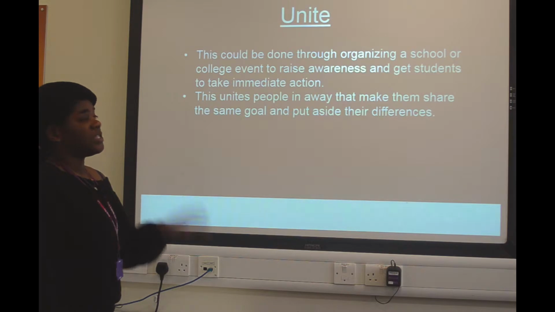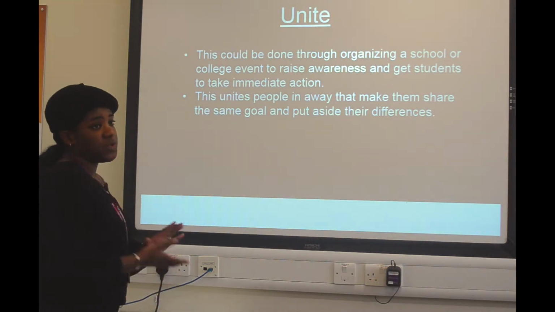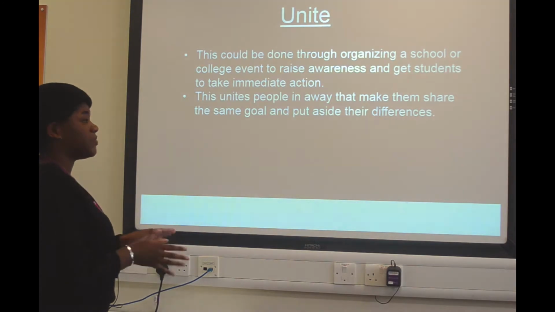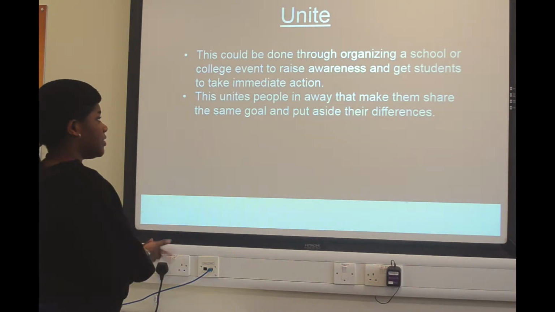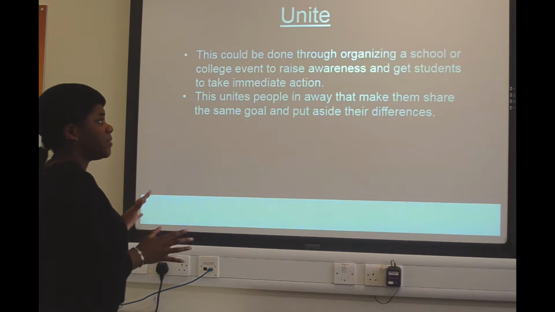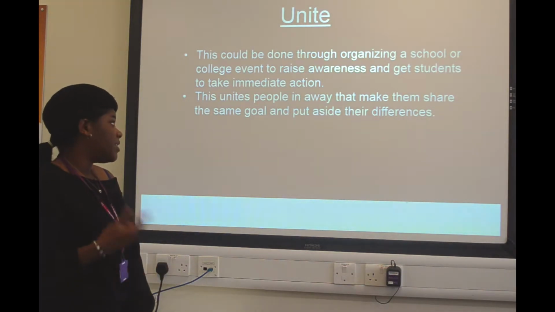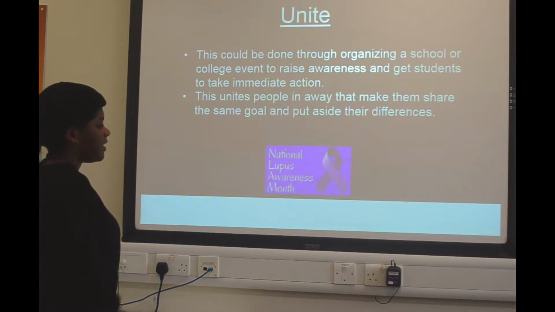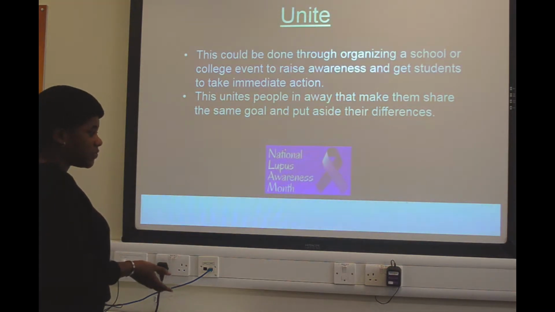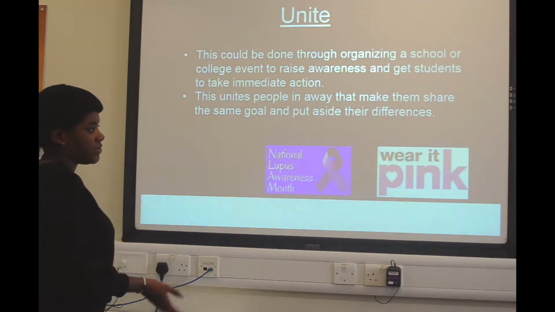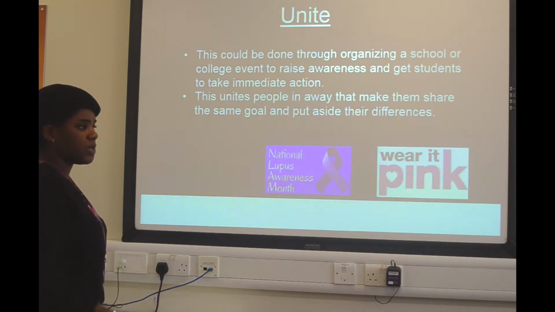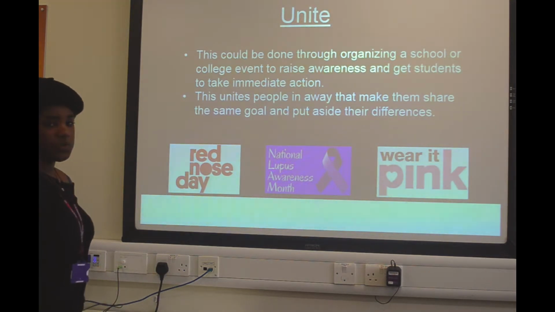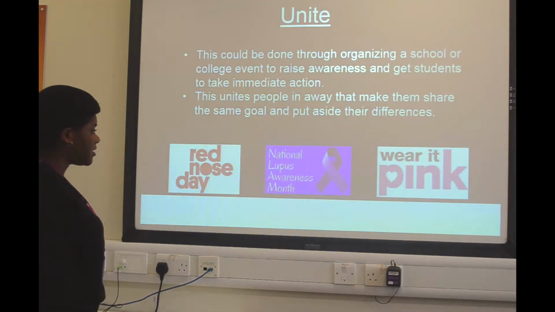Then you have unite, and this could be done by organizing a school or a college event to help raise awareness on your cause and get students to take immediate action. This unites people in a way that makes them share the same goal and put their differences aside. Here are some examples. You have National Lupus Awareness Month. You have Wear Pink, where students wear pink ribbons or pink clothes for breast cancer. Then you have Red Nose Days, where people in school wear those red noses.